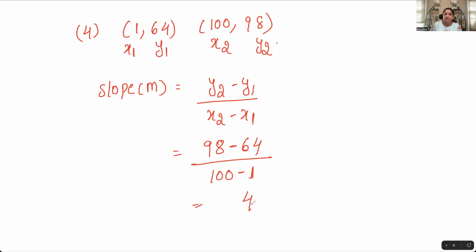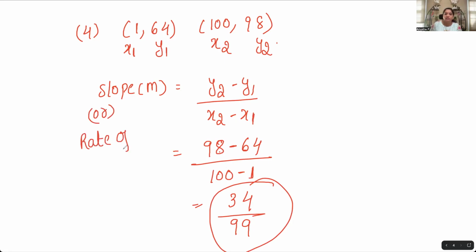8 minus 4 is 4. 9 minus 6 is 3 over 99. 98 minus 64: 8 minus 4 is 4 and 9 minus 6 is 3. So the answer is 34 over 99. And the other name for slope is rate of change.